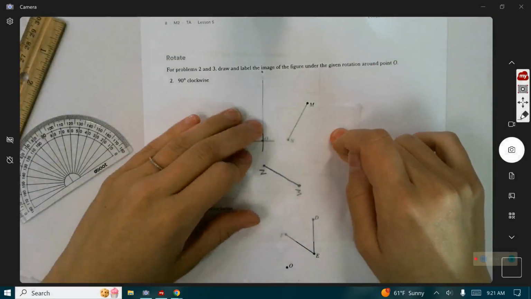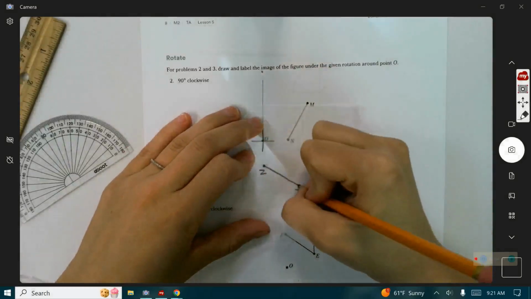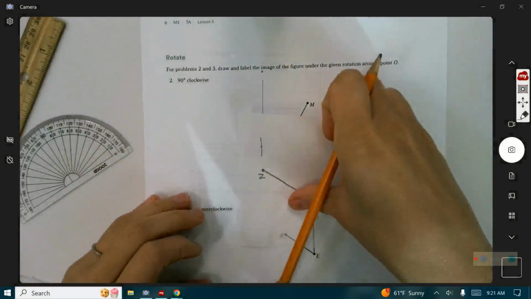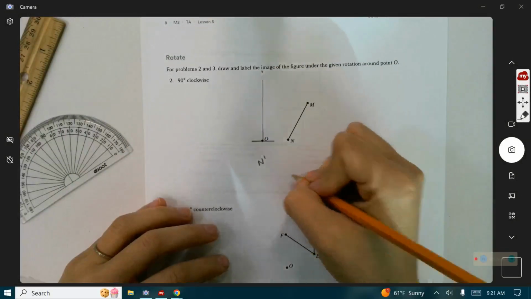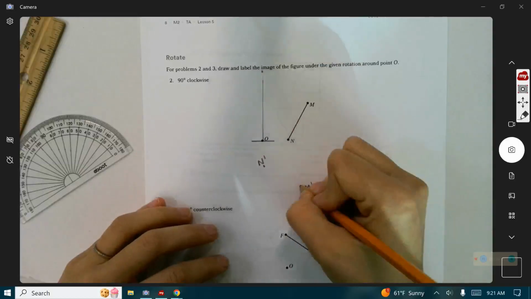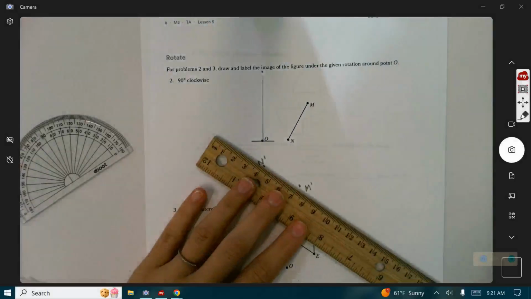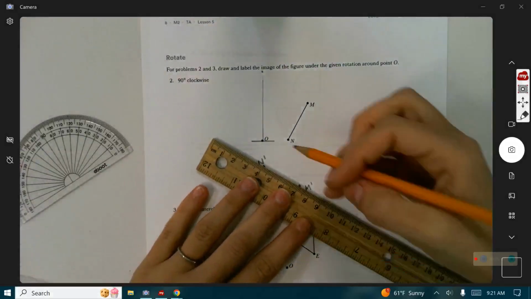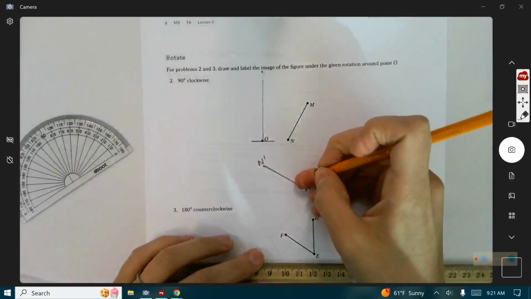And now holding it steady, I'm going to push for N and M. This is now N prime and M prime, and connect it with a straight edge. Oops, I went a little bit past it.